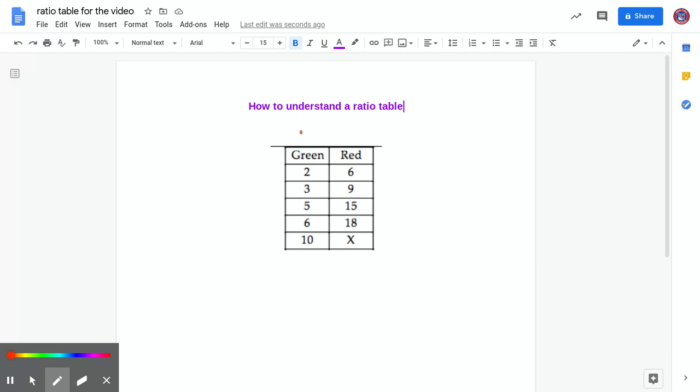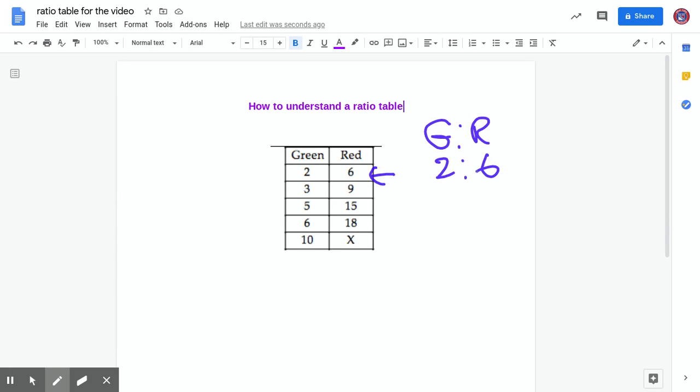In this case, we have a column for green and a column for red. And remember, columns go vertically up and down, rows go across. Okay, so that will help us understand those pieces when we talk about things. So if I'm looking at the green compared to the red, I would say the ratio of green to red is 2 to 6.